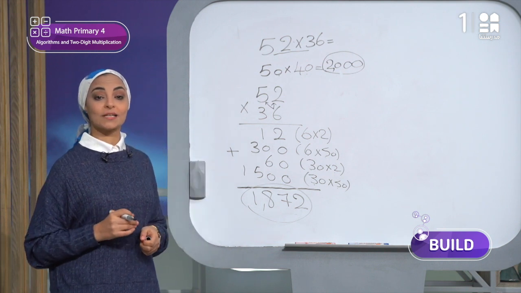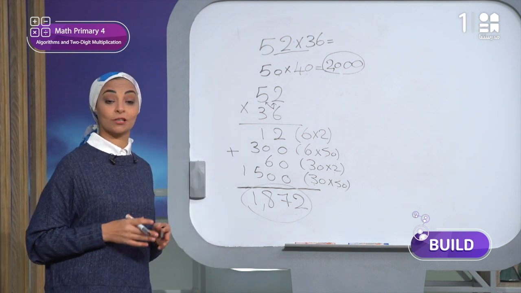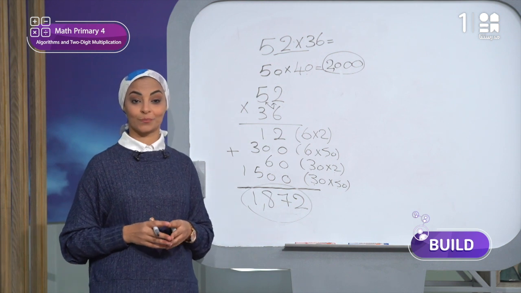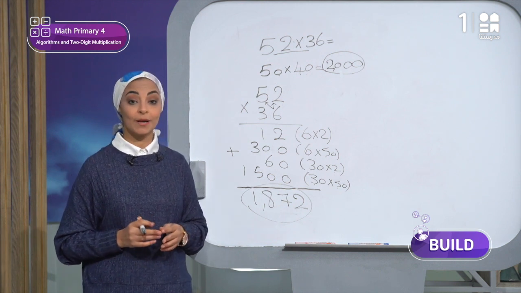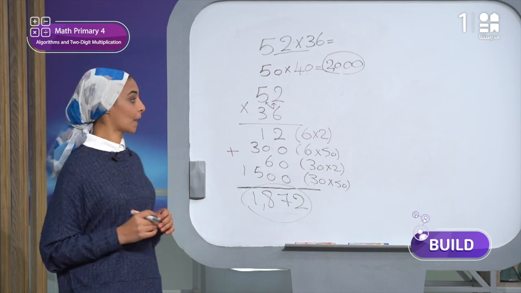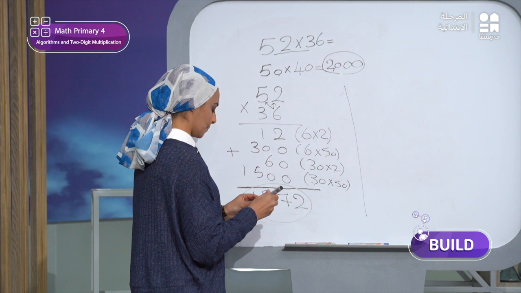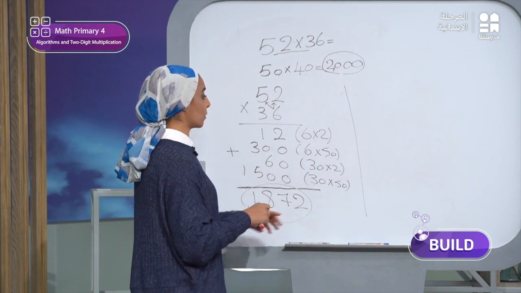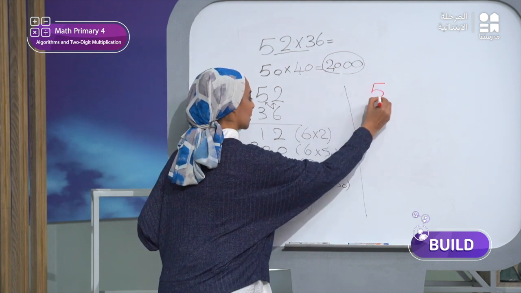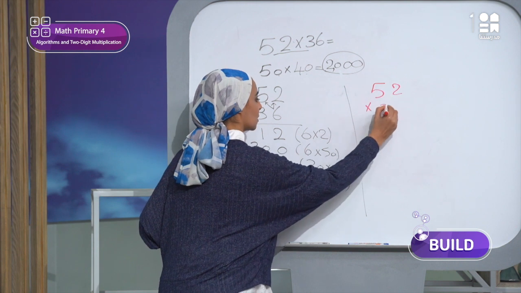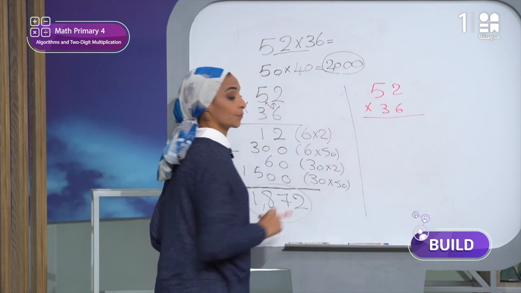And now let's use the standard algorithm. Let's use the second method, which is the standard algorithm. We will start with the ones place in the similar number. Let's see how we will do it. This is the standard algorithm. Here I'll put the two numbers also under each other. I have here 52 times 36.